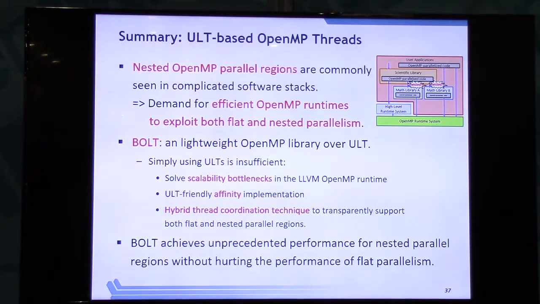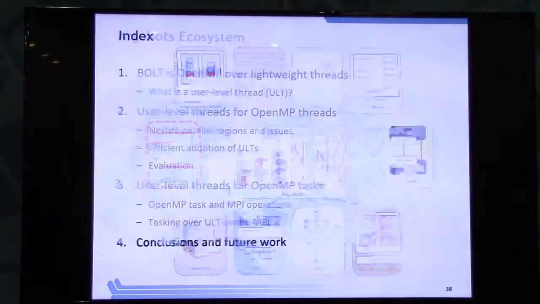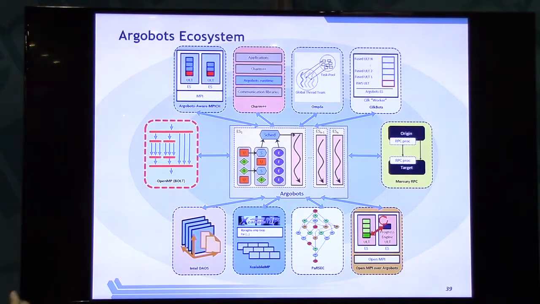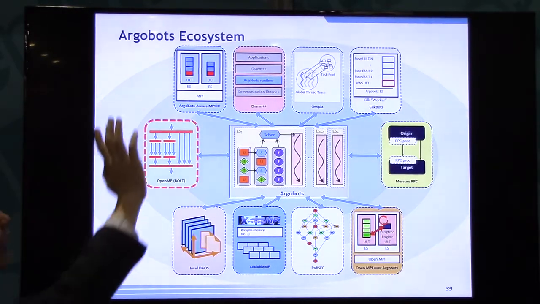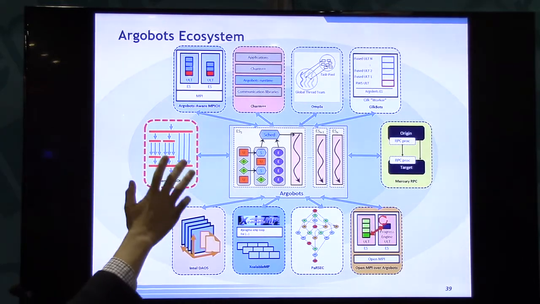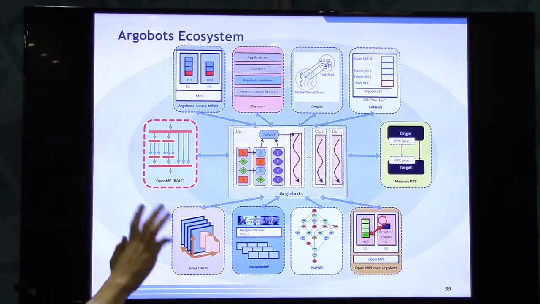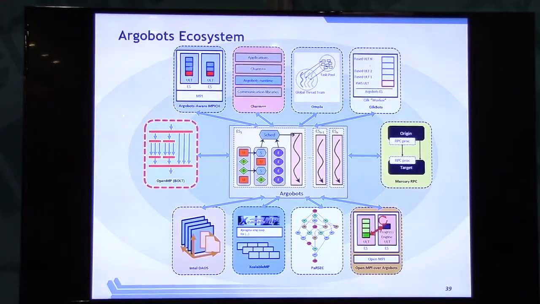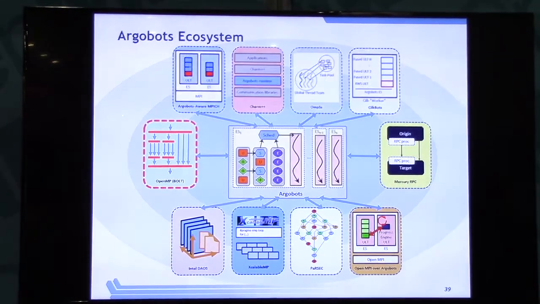Basically, nested OMP parallel regions are commonly seen in contemporary software stacks, and Bolt can solve the problem. I'd like to talk a little bit about Bolt as software. It is developed in the Argobots ecosystem. So if you use Bolt and Argobots-aware runtime systems, you can have better interoperability in terms of correctness and performance.